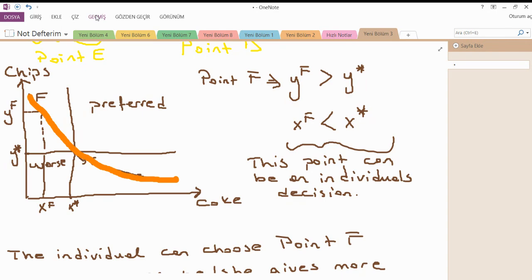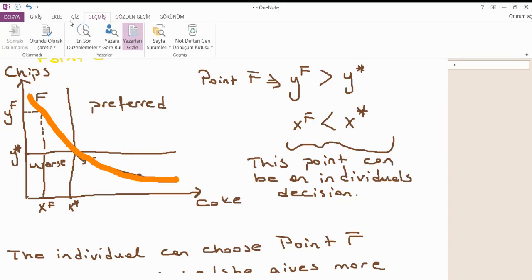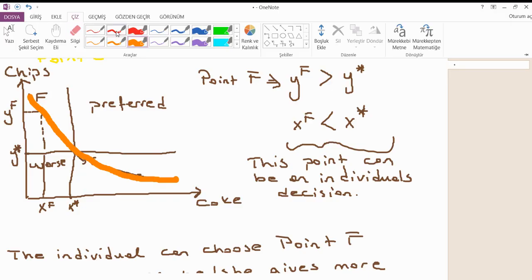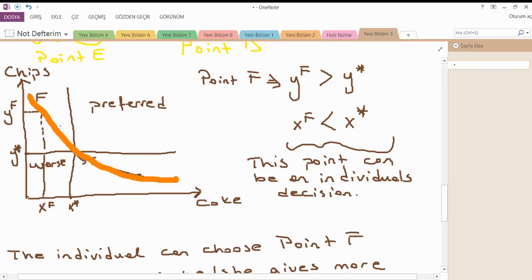And if we join these parts, join these bundles, join these points, we will get a curve, and we call this curve an indifference curve. This curve is called indifference curve.